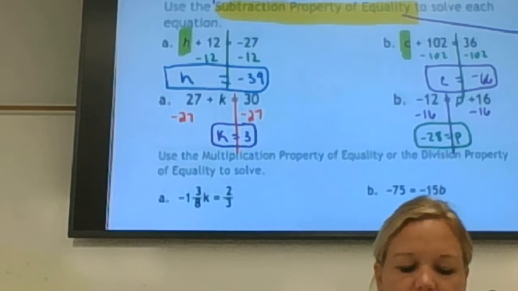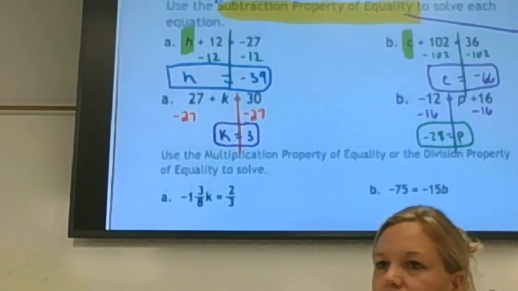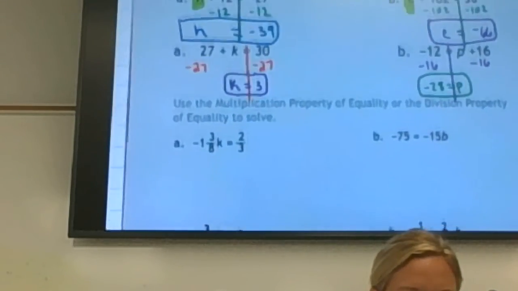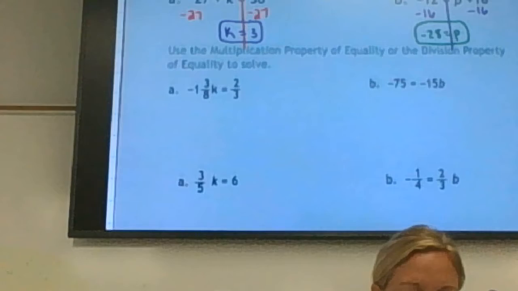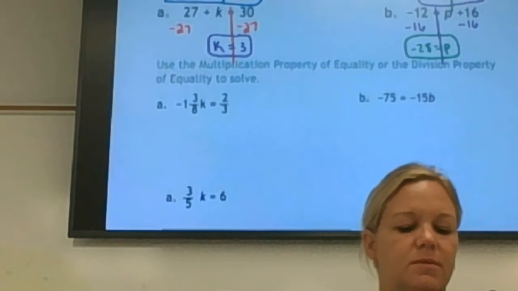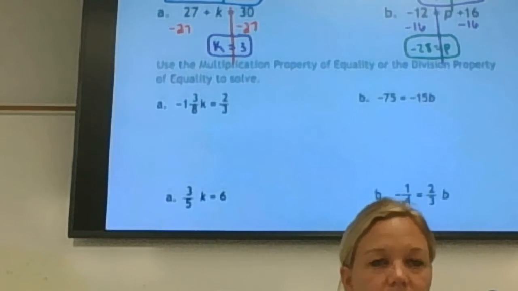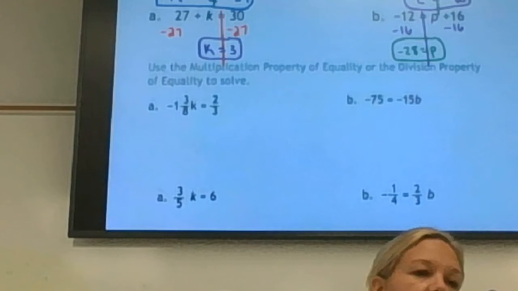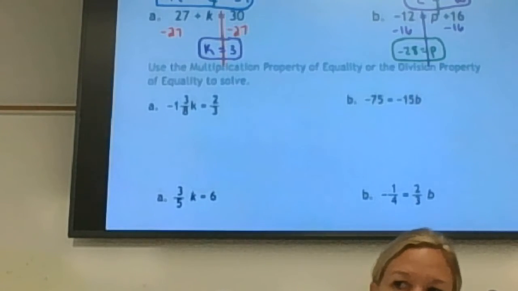All right, did everybody get these values here with your properties of equality? All right, so the multiplication property of equality or the division property of equality, same concept. Whatever you multiply or divide from the left, you have to multiply and divide from the right.